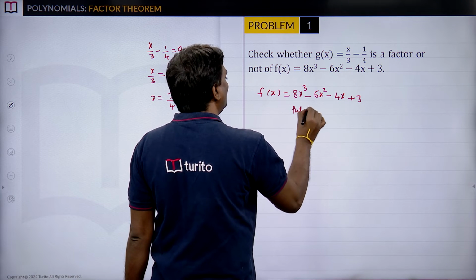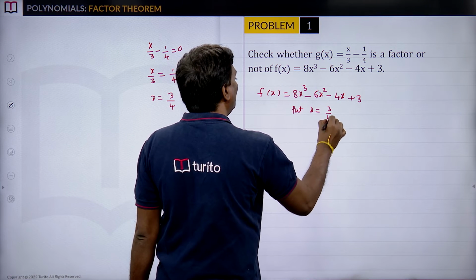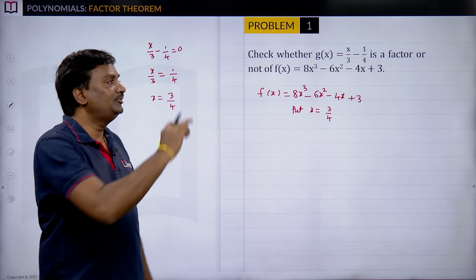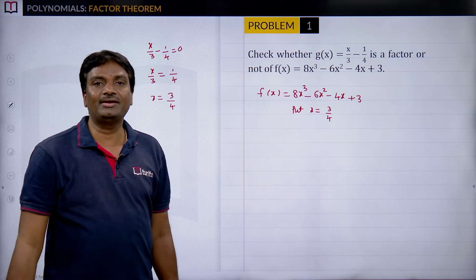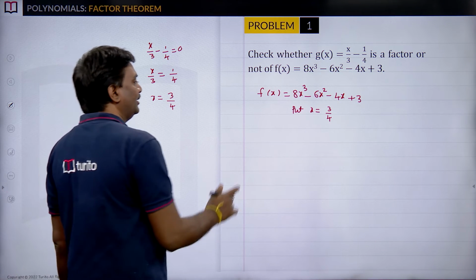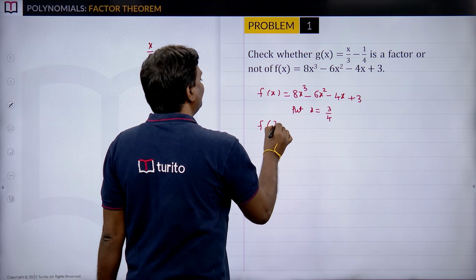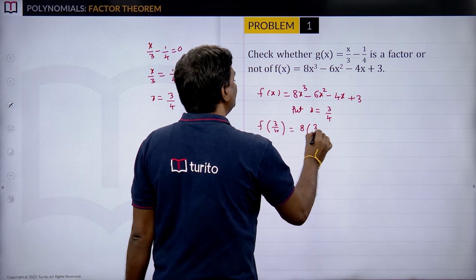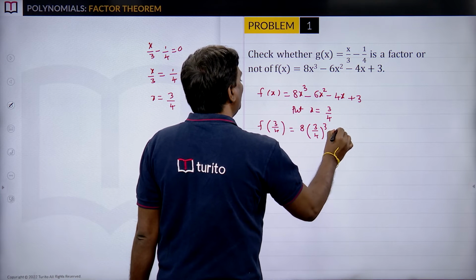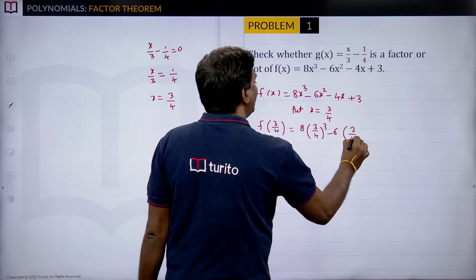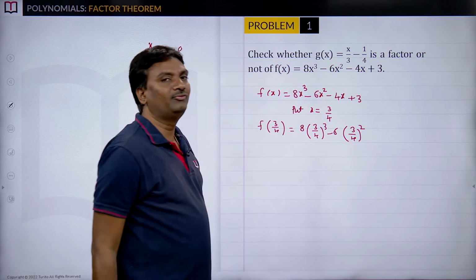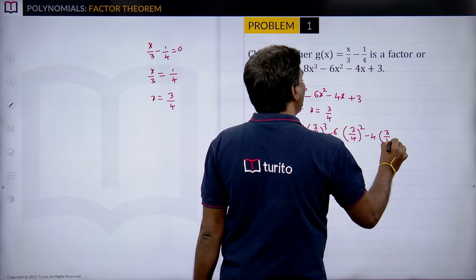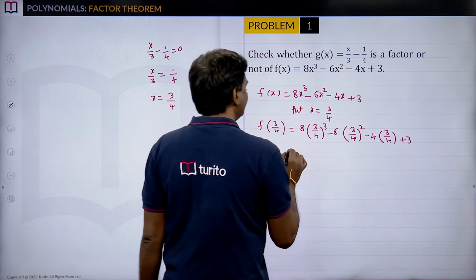Put x equal to 3 by 4, then you will get the remainder. If that remainder is 0, then we can say that is a factor. If that is a non-zero number, we can say that is not a factor. So then what will you get? f of 3 by 4 equal to 8x cube, 8 into 3 by 4 whole cube, minus 6x square, 6 into 3 by 4 whole square, minus 4x, minus 4 into 3 by 4, plus 3.